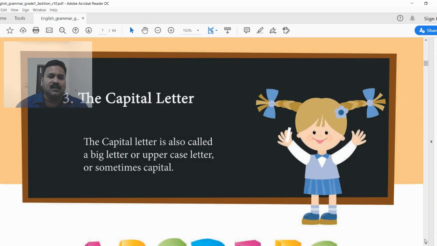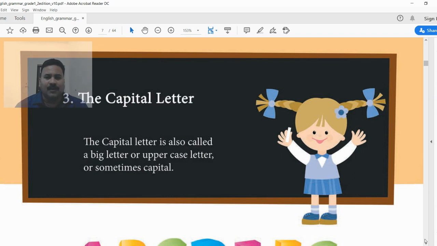So we said this English alphabet, 26 letters, can be written in small letters and capital letters. Sometimes these are called lowercase letters. Small letters are called lowercase and capital letters are called uppercase. Why? Because when the printing press was invented, the small letters were kept in the lower cases and the big letters were kept in the upper cases. That is why it gets that name. And a capital letter is also called, as I said, a big letter.